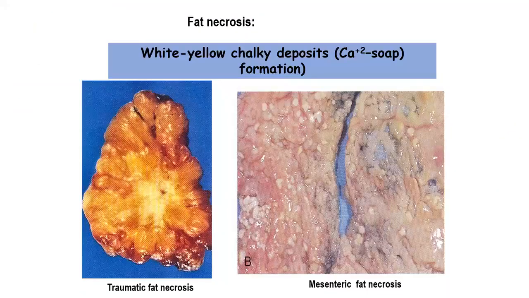If you look at the gross picture here, we have a mesentery, and this mesentery shows these foci of fat necrosis that appear yellowish white, and then they appear calcified later on. Here you have a mass in the breast that is present due to trauma of the breast, leading to formation of a hard calcified mass of traumatic fat necrosis of the breast. So this is fat necrosis of the breast.